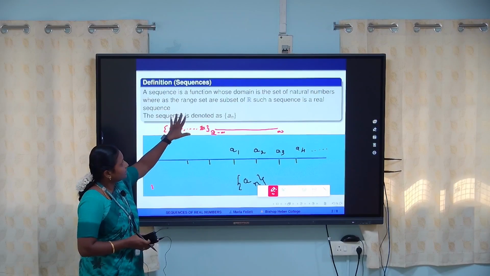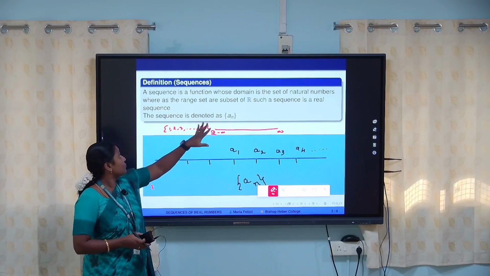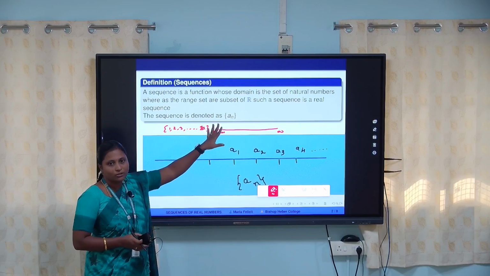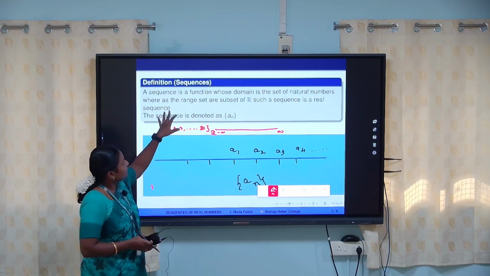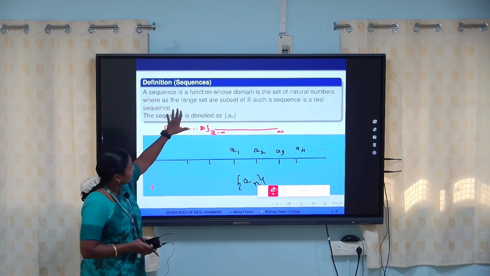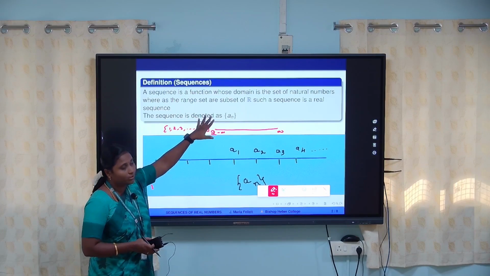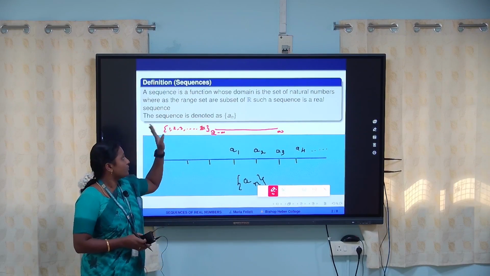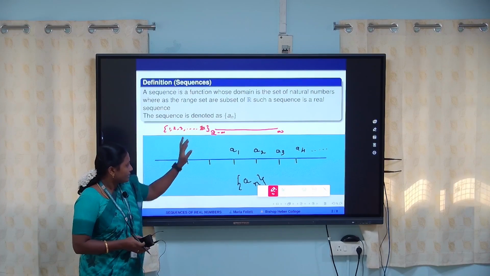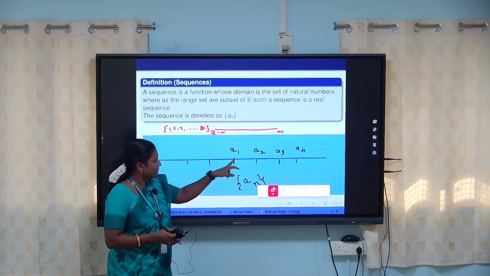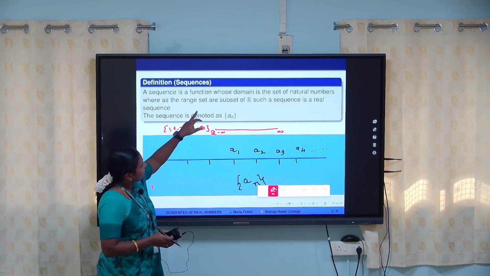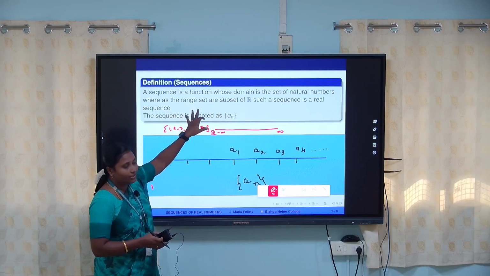A sequence is a function whose domain is the set of natural numbers and whose range is a subset of R, which gives a real sequence. If you take the range set in the complex plane, it is said to be a complex sequence. If you take the range to be polynomials, then it is said to be a polynomial sequence. Generally, the sequence is denoted as an, which can be written as a1, a2, a3, etc. So the sequence may be a map from the natural numbers to the set of real numbers.